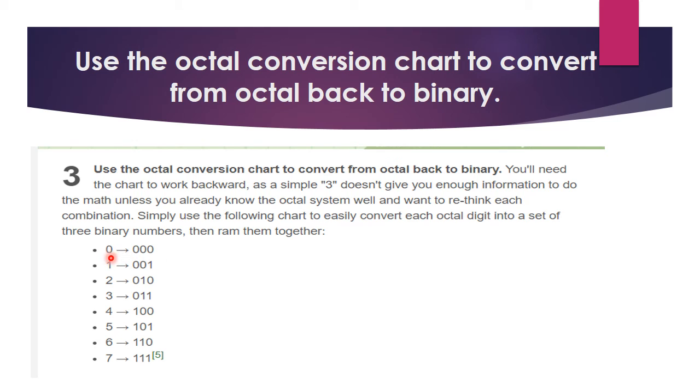So like here, 0 in octal number is written as 000 in binary, and 1 in octal is written as 001, and 2 in octal is written as 010, and 3 in octal is written as 011. 4 in octal is written as 100. Again 5 in octal is written as 101. 6 in octal is written as 110, and the last, 7 in octal, is written as 111.